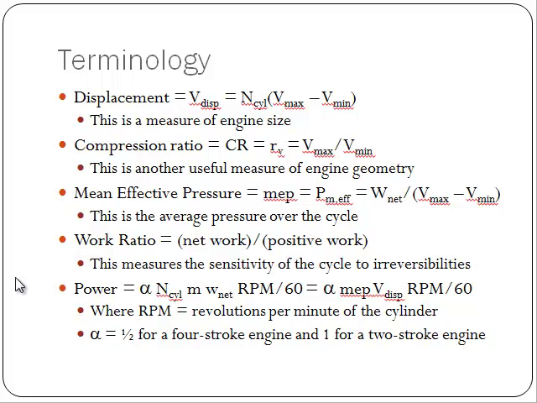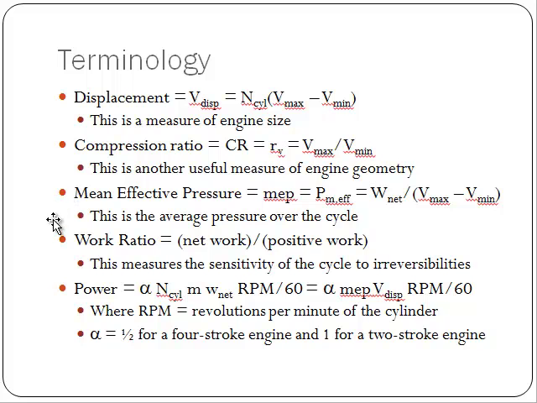We also sometimes talk about a compression ratio. Depending on what you look at, sometimes CR is one form I've seen, R sub V. It is a volume ratio. As we do this compression, it's the ratio of the maximum to the minimum. So displacement is the difference between them. Compression ratio is the ratio between them. And both of these are nice ways to describe the engine geometry.